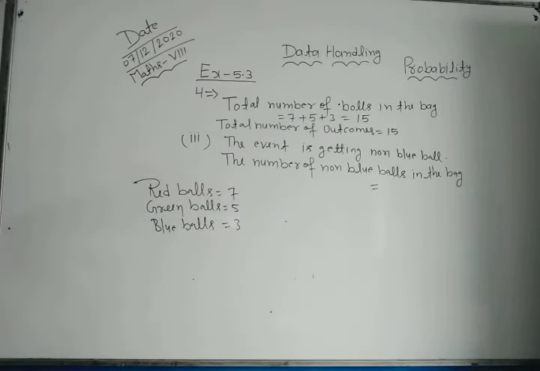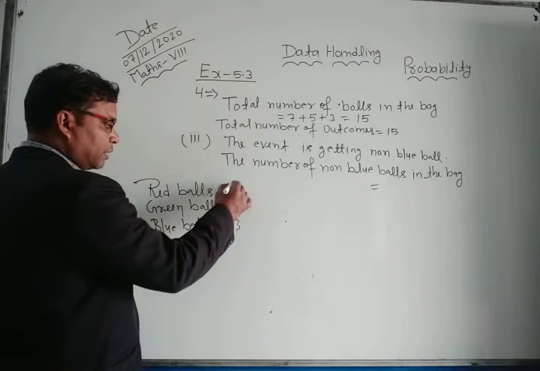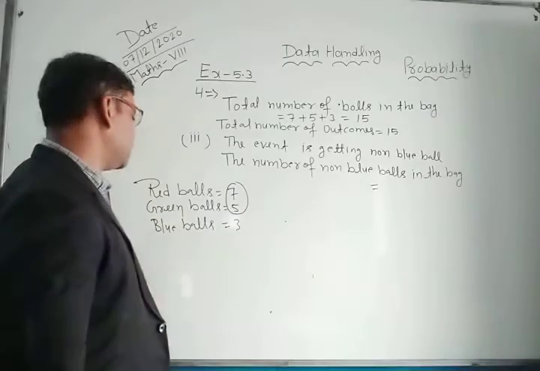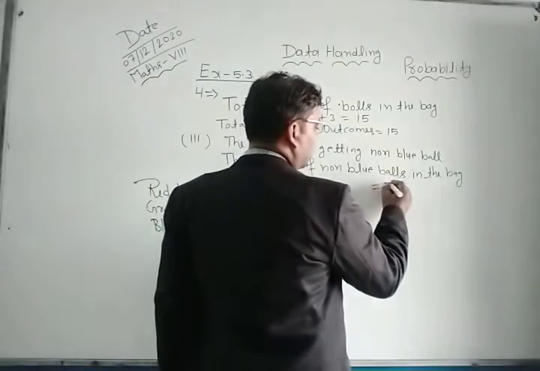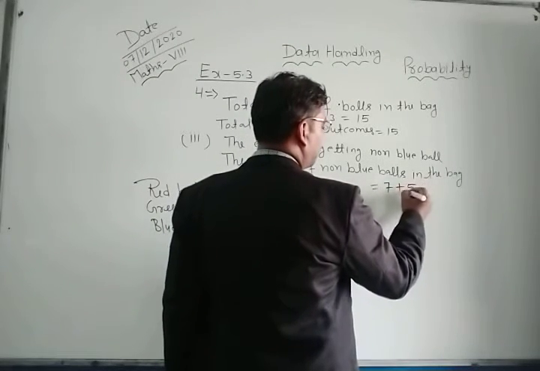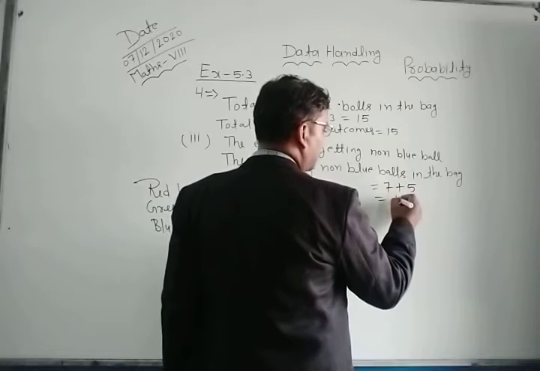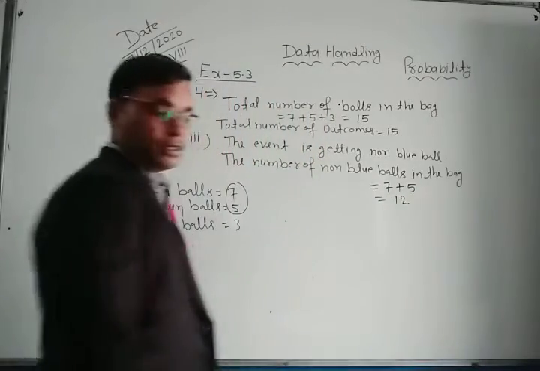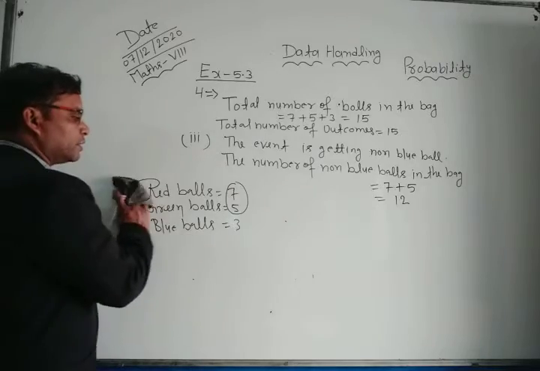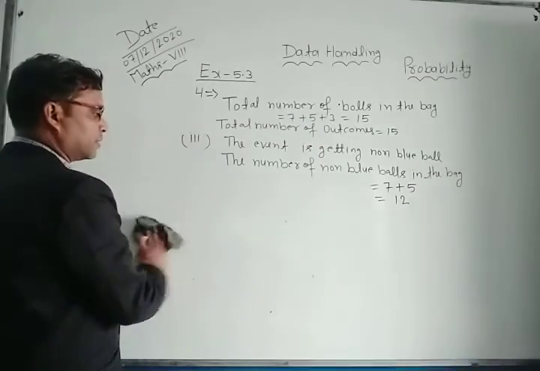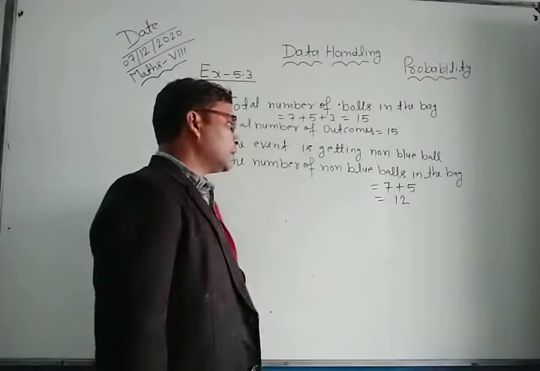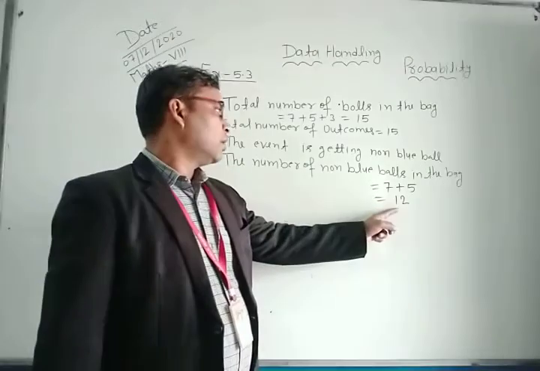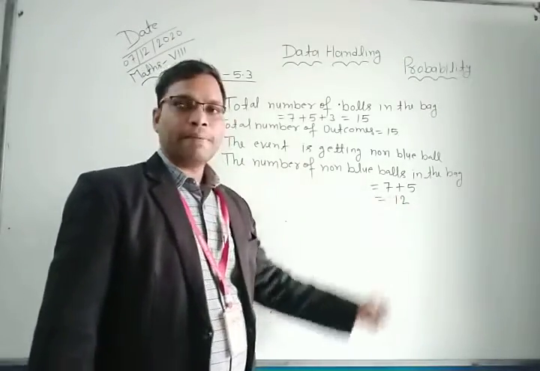So the number of non-blue balls in the bag. This is 3 blue balls, and these both are non-blue balls. This is red ball, this is green ball. Both are non-blue balls. So you can write here 7 plus 5, which is equal to 12. Okay. So 12 balls are non-blue balls in the bag.